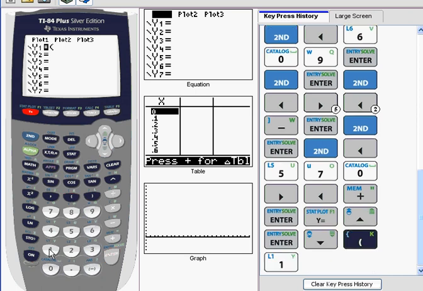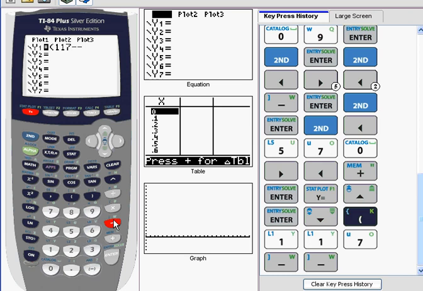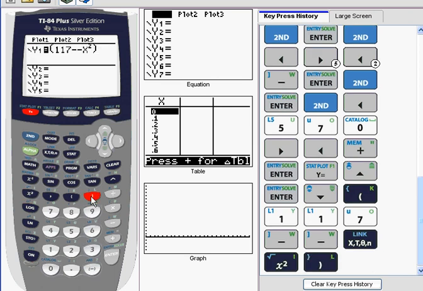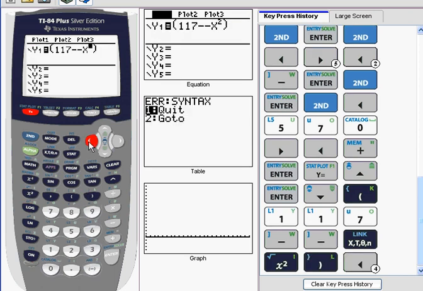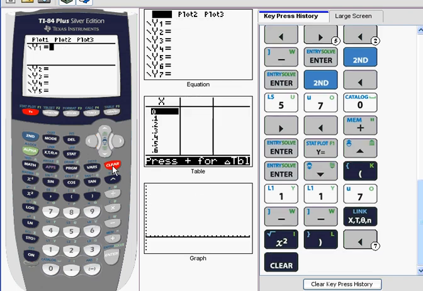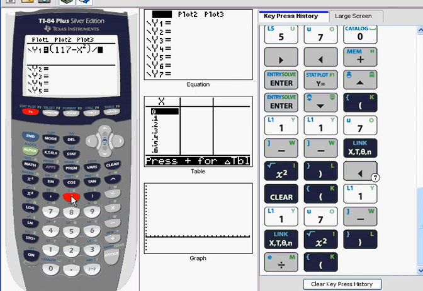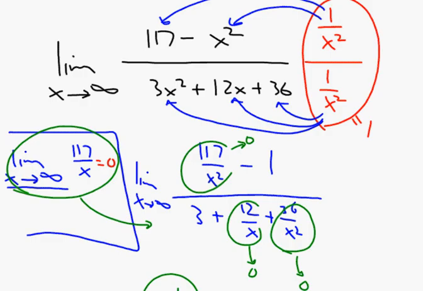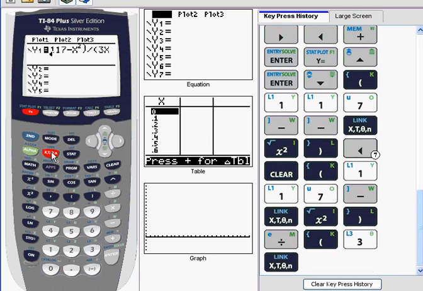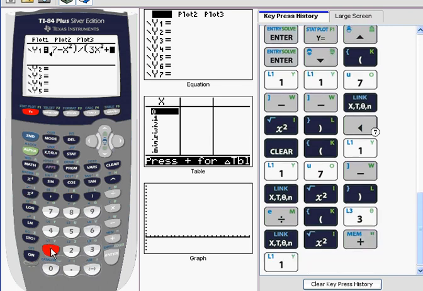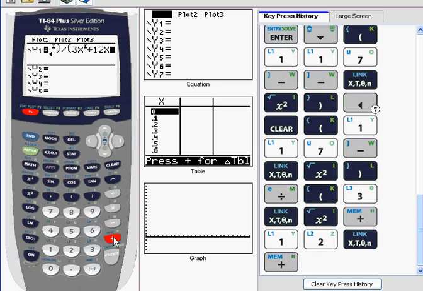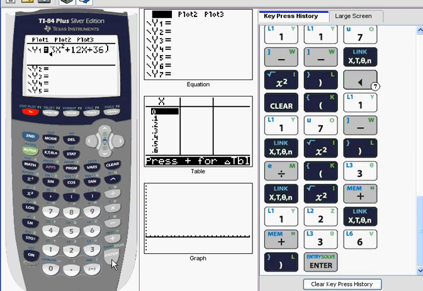So open parenthesis, 117 minus x squared, close parenthesis. Oh, I got 2 minuses there. Hold on a second. This thing is so slow sometimes. Delete. Oh, great. Okay. So here we go. 117 minus x squared, close, divided by open. And let's remind ourselves what it was. 3x squared plus 12x plus 36. So 3x squared plus 12x plus 36. Hit enter.